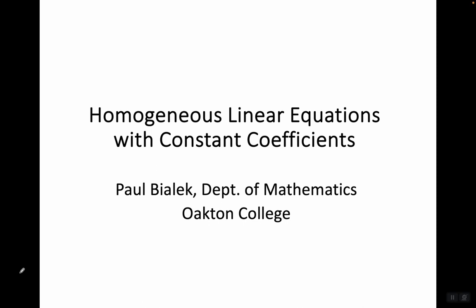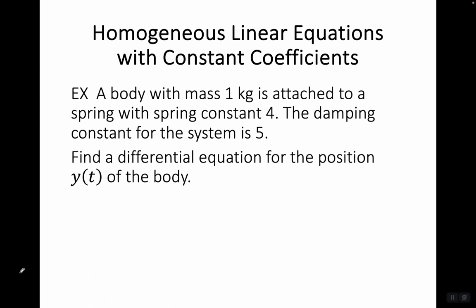Let's talk about homogeneous linear equations with constant coefficients. A body with mass 1 kilogram is attached to a spring with spring constant 4. So again, we have this spring over here, and then there's some mass attached to it. The damping constant for this system is 5, so there might be something to damp down the motion, something like a shock absorber or something called a dash pot. Find a differential equation for the position y of t of the body.